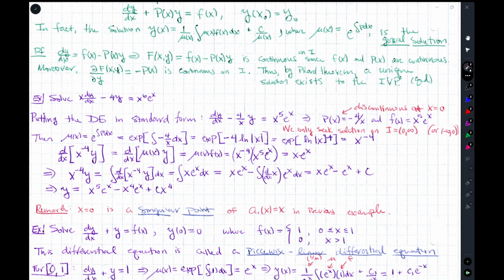But anyway, we identify p of x with negative 4 over x, and f of x with x to the fifth e to the x. And here I write we only seek solutions for I equal to 0 to infinity or minus infinity to 0. Without loss of generality, we're going to pursue 0 to infinity.